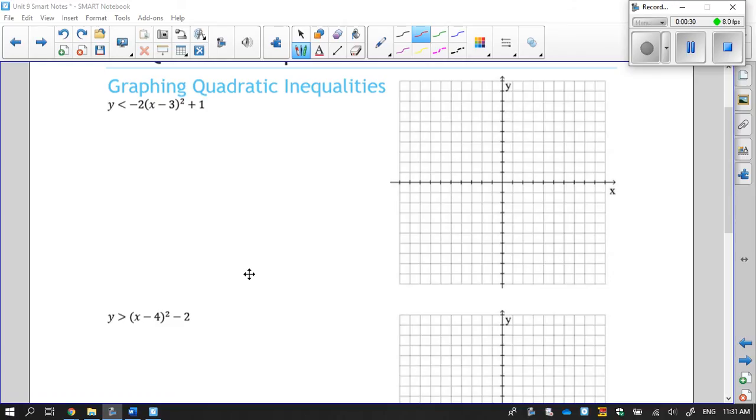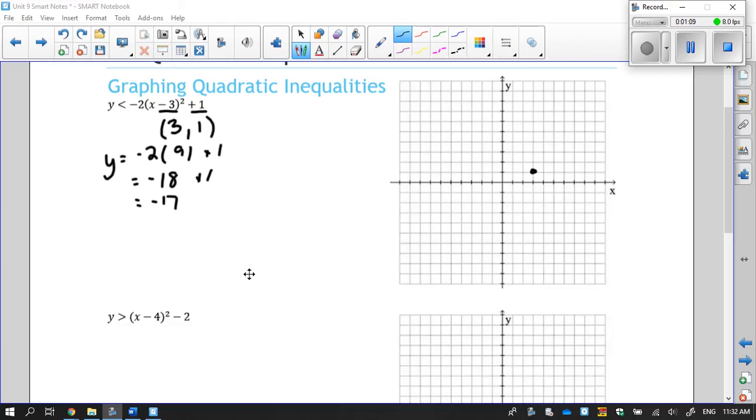So our first one here is y is equal to -2(x minus 3) squared plus 1, not equal to, sorry, must be less than. So we know here that this is our vertex. So then we go 1, 2, 3, and up 1. Then we use our y-intercept. So that gives us -18 plus 1, which is equal to -17.